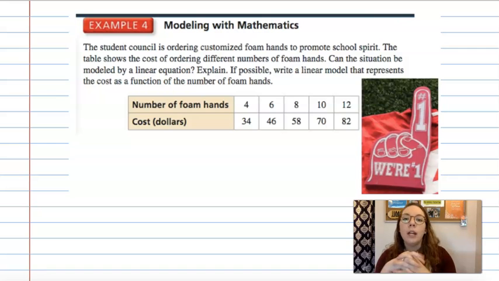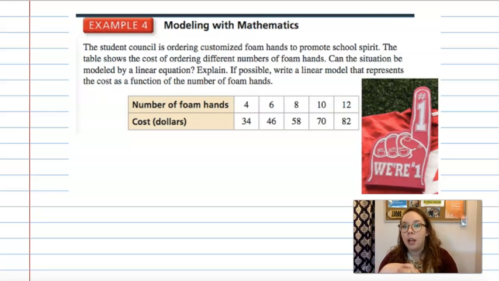This one says the student council is ordering customized foam hands to promote school spirit. The table shows the cost of ordering different numbers of foam hands. Can the situation be modeled by a linear equation? Explain. If possible, write a linear model that represents the cost as a function of the number of foam hands.